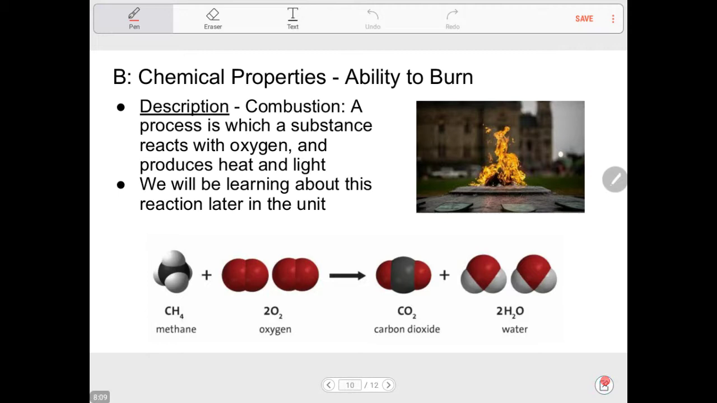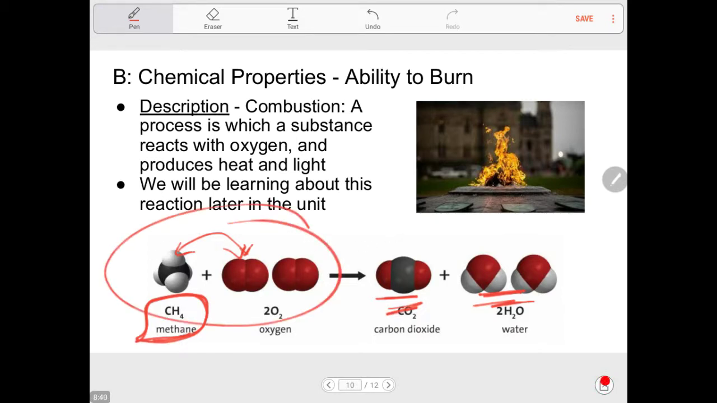Chemical properties, the ability to burn. Combustion is a process in which a substance reacts with oxygen and produces heat and light. What I like about this, everyone, is you can see the chemical property, things have changed. Here's methane. This is natural gas that heats your house. There's been a reaction that's taken place. These atoms, everything is mixed around and we get new products. That is a chemical property. Burning is when essentially what we had in the beginning no longer exists at the end. That's called combustion. We'll learn more about that later.